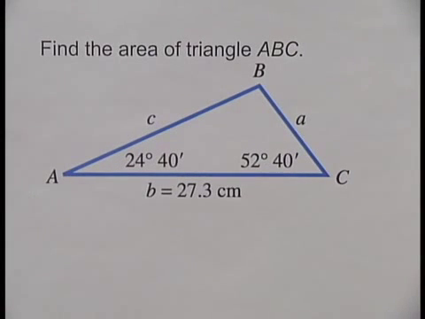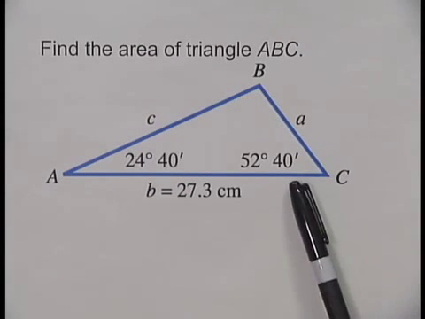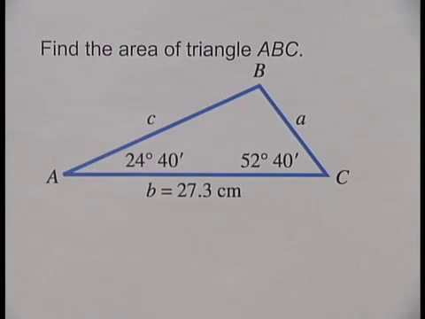Find the area of the triangle ABC. We're given certain pieces of information. Angle A is 24 degrees 40 minutes. Angle C is 52 degrees 40 minutes. And side B is 27.3 centimeters. Before we can use the area formula, we must find either side A or side C.